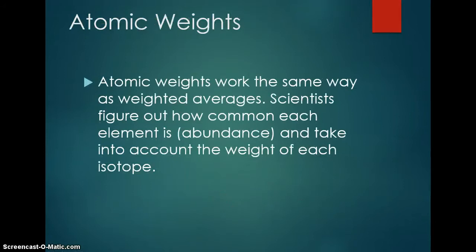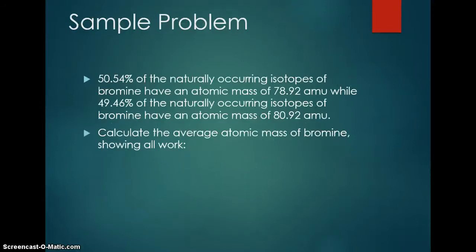Now, atomic weights work the same way as weighted averages. Scientists figure out how common each isotope is, and take into account the weight of each isotope. So we look to see how much carbon-12 we have versus how much carbon-14, or how much oxygen-16 we have compared to oxygen-18. And the atomic mass is sort of, if I were to take a handful of that element, what would it weigh, if taking into account that some of them will be lighter and weigh 12 and that some of them will be heavier and weigh 14.